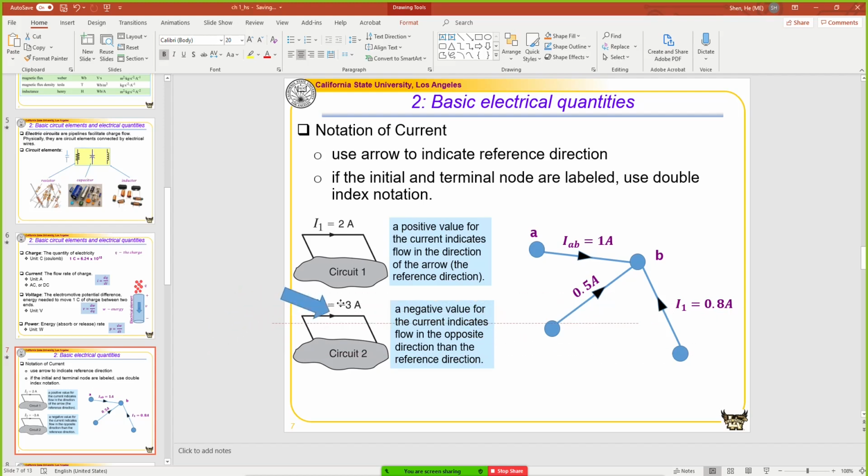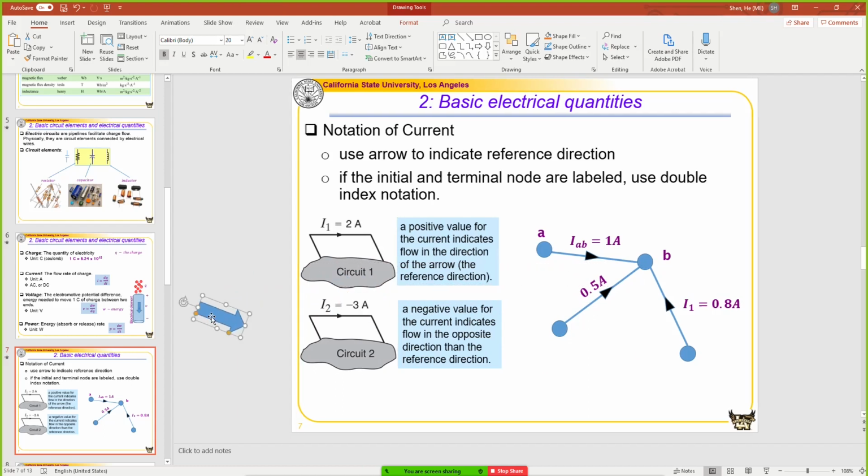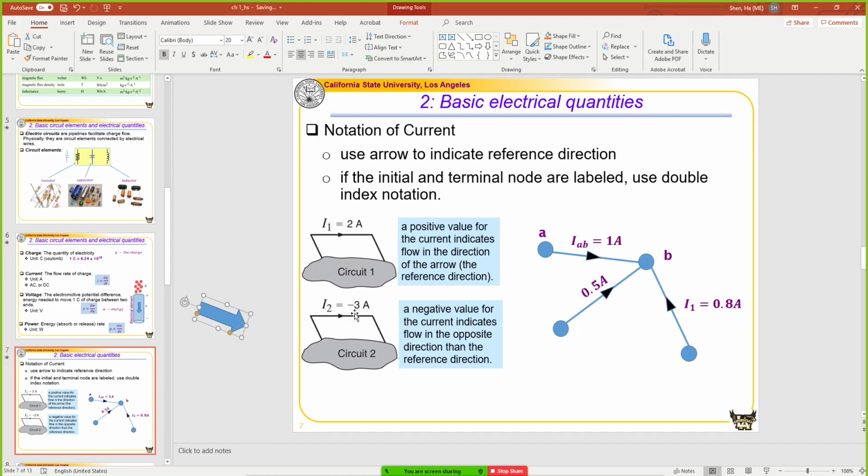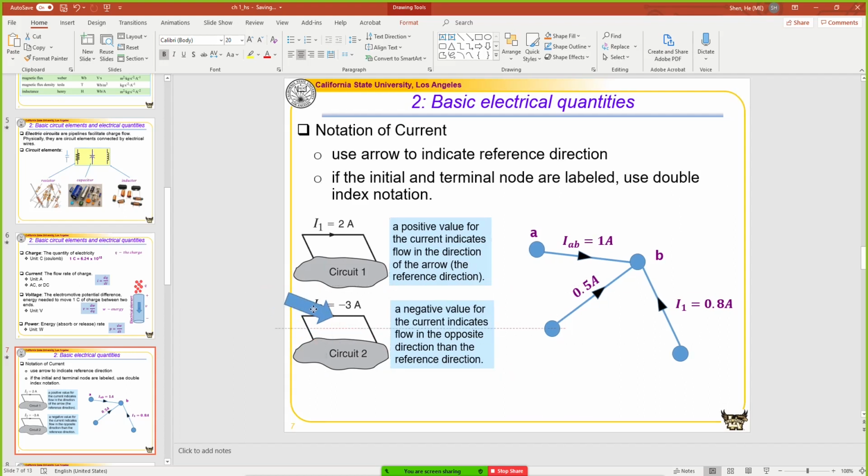And over here, we need to pay attention to the number that we use here. If we pick a reference and we have a current that has a negative number, it just means the actual current is in the reverse direction of the reference. So basically it means in this circuit, the current goes through this branch. It's a 3 amp to the left.